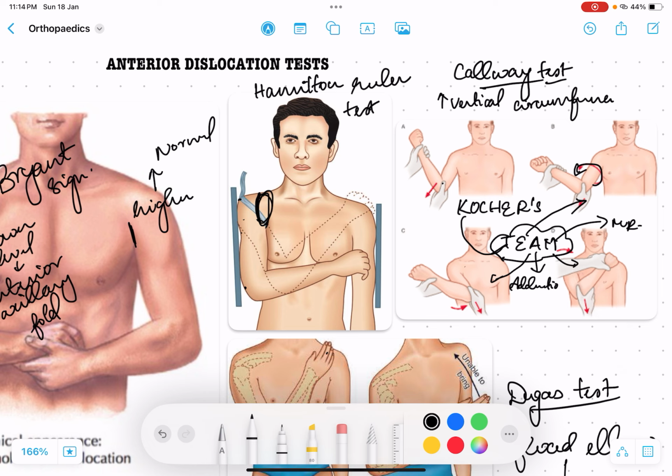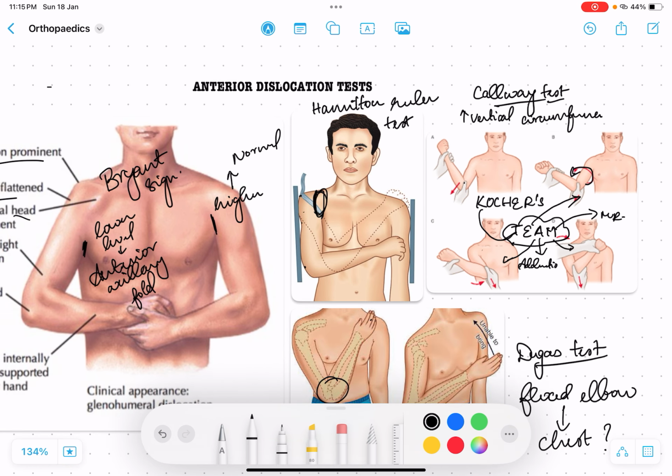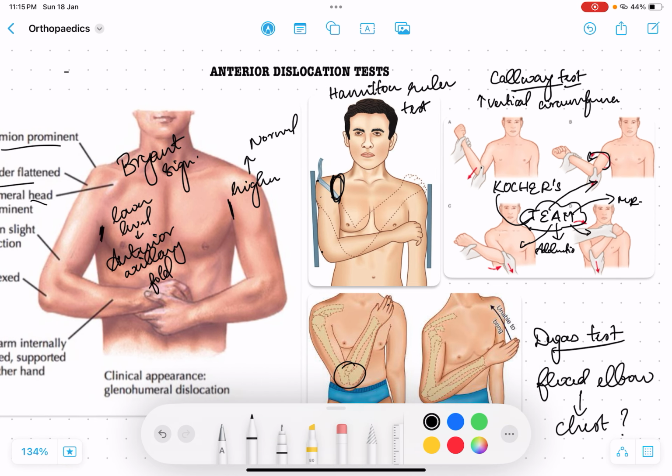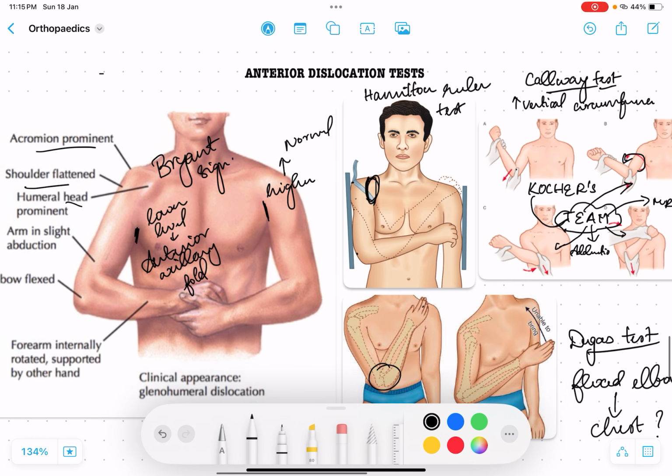This is Kocher's maneuver. There are also some other old techniques for reduction of shoulder dislocation. The Hippocratic method is kind of brutal: the doctor keeps his foot in the axilla region. In Stimson's gravity technique, the patient is asked to lie down prone and a weight is attached to his elbow or wrist. That's all. So the takeaway points are the tests: Hamilton ruler, Calvé, Dugas, and Bryant's.